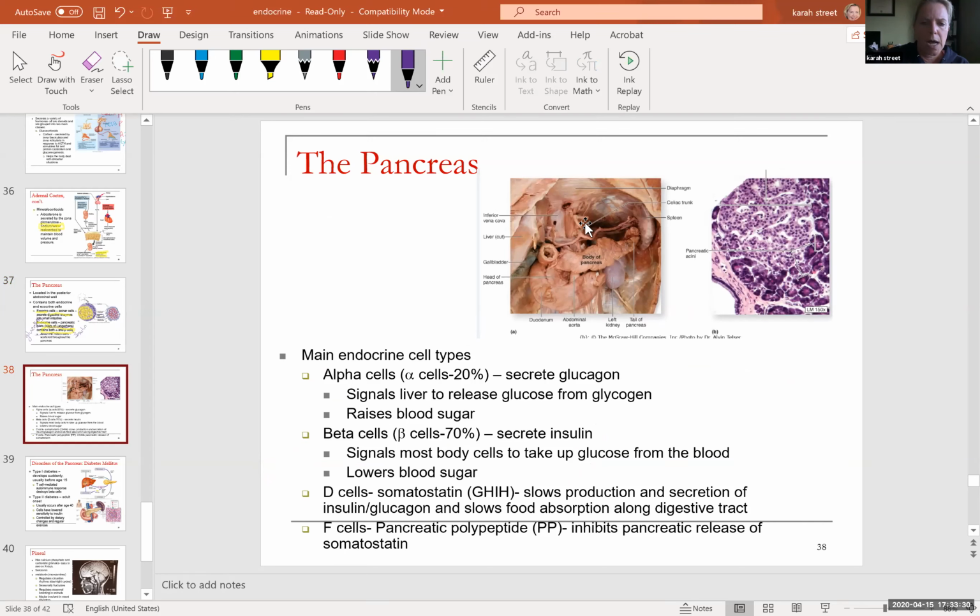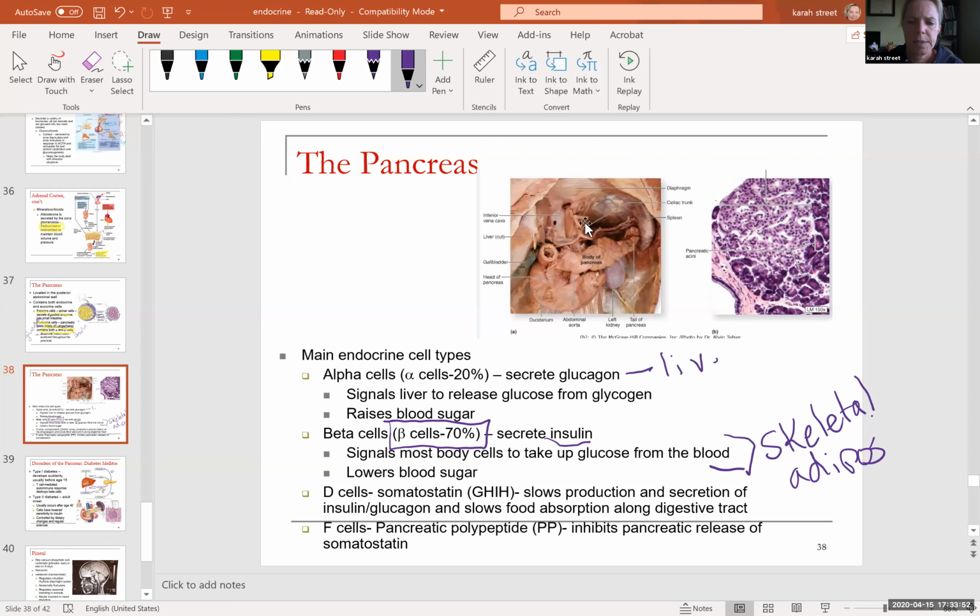So again, in your pancreatic islets, you have mostly beta cells whose job it is to release insulin. And I just told you what cells it targets. It's primarily skeletal muscle and adipose tissue. Glucagon is going to target primarily the liver and tell it to release glucose. Glucose is stored in the liver as a long chain of glucose called glycogen. So the liver will cut the glycogen up and release little pieces of glucose.